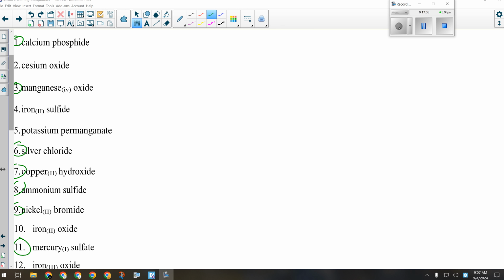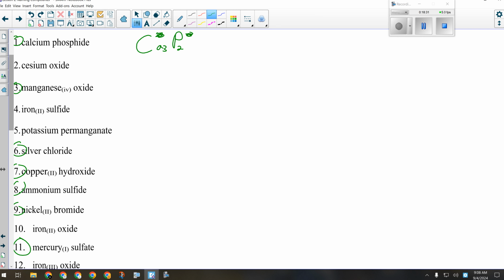All right, so our first one, we have calcium phosphide, ionic or molecular? Ionic, yeah, calcium's a metal. So I'm going to write the symbol for calcium and its charge, 2 plus. I'm going to write the symbol for phosphorus and its charge. And then what do we do? Swap and drop, yeah. So the 3 is going to come down here, the 2 is going to come down here, and there's our formula, Ca3P2. Questions there? Don't be afraid to ask, guys.